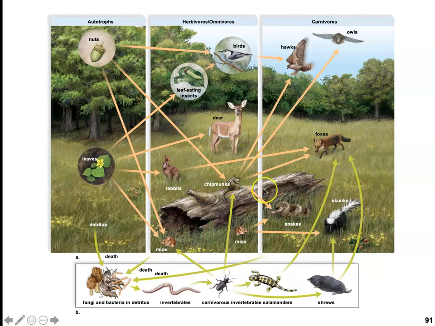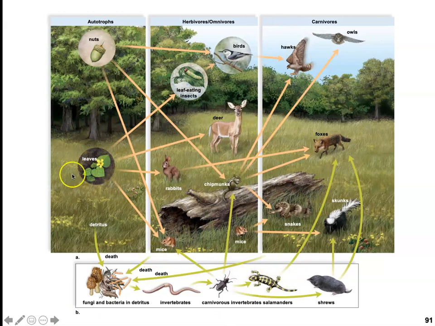Chipmunks can also be eaten by the snakes, but the chipmunks also eat the nuts. Those same nuts that are eaten by the mice can also feed the chipmunks. The chipmunks can feed the hawks, the owls, the foxes, the snake. That chipmunk can also eat the carnivorous beetles. So what we see here is just a constant interaction.